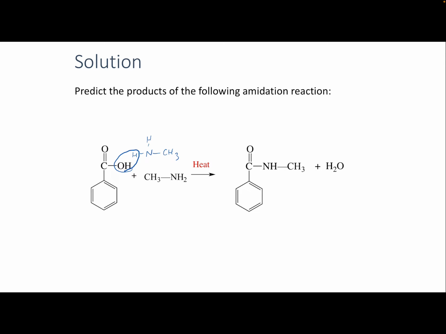So hopefully you did something like that. Again, with substituents, this doesn't get harder. You just have to keep track of where you're making your attachments. So if we had something like this, all of this is just going to be attached to the N.